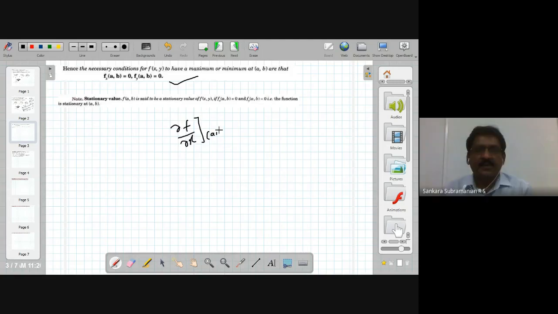At the particular point a comma b, dou f by dou x must be 0, dou f by dou y at the particular point a comma b must be 0. So this is the condition.